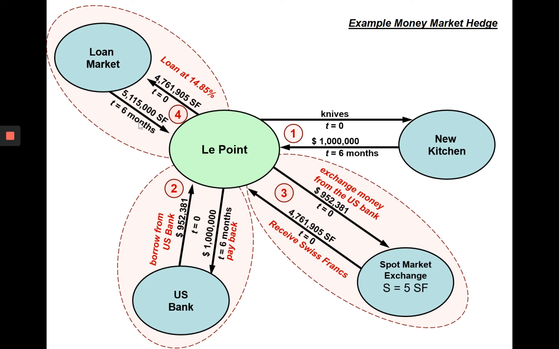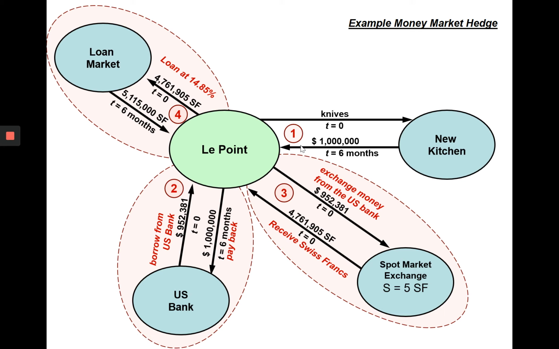The nice thing about this graph is it can tell us what goes wrong. As before, the major problem was bankruptcy, and the forward contract had a problem. In the event of bankruptcy of New Kitchen, we lost our forward hedge. Let's see how the situation is with the money market hedge. Here too, New Kitchen goes bankrupt and this $1 million doesn't come to us.